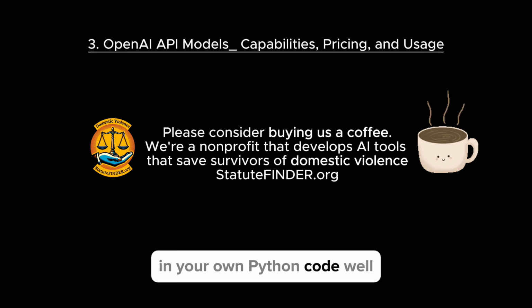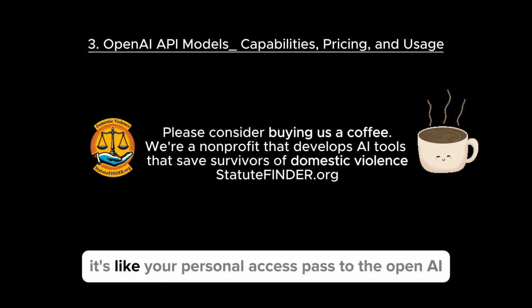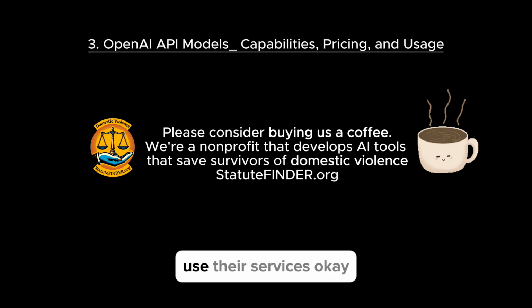Now, speaking of real-world projects, let's talk about how you actually use these models in your own Python code. Well, you're going to need what's called an API key. An API key, what's that? It's like your personal access pass to the OpenAI platform. Think of it as a secret code that lets you use their services.